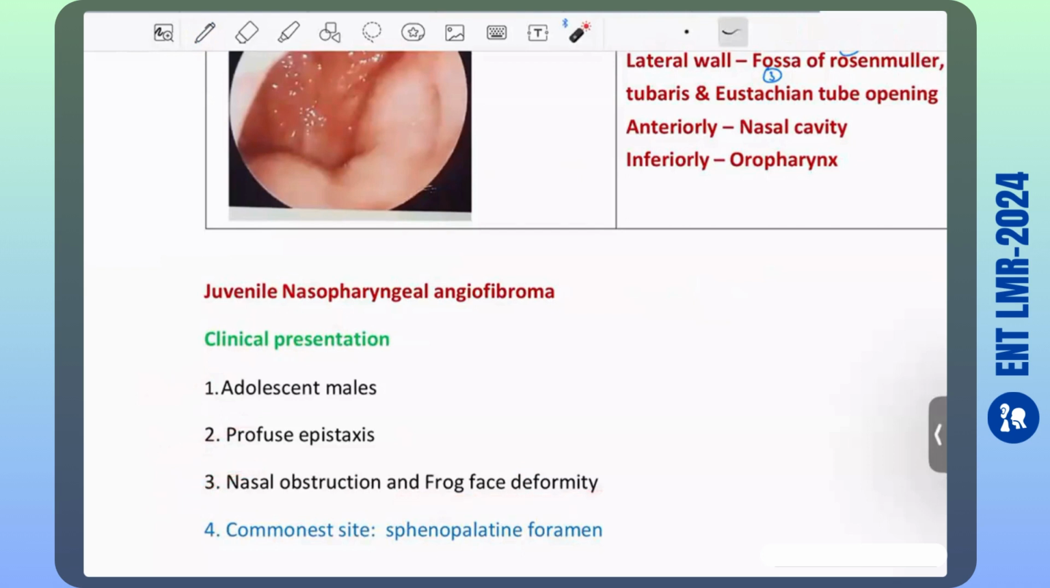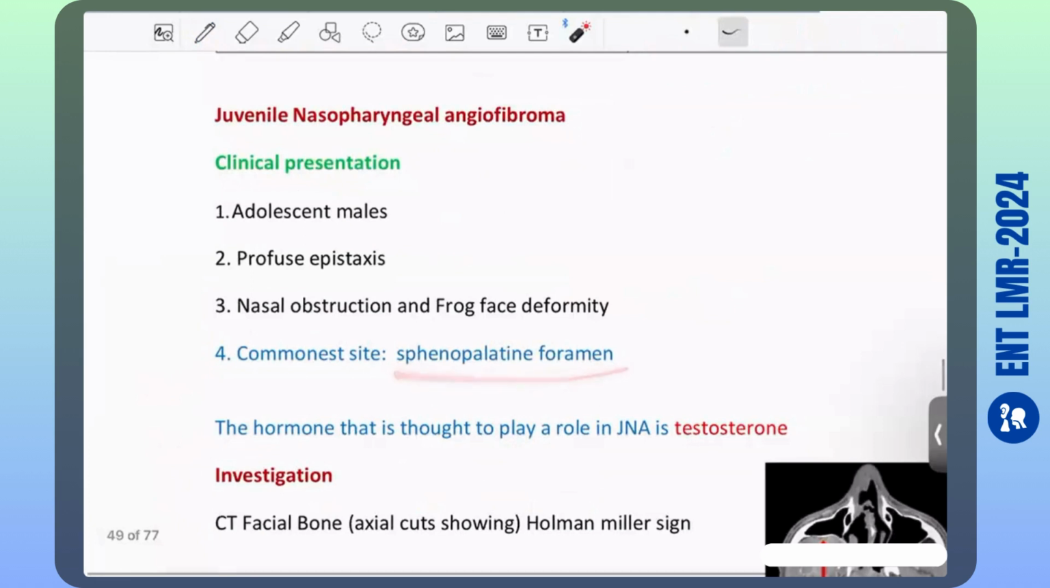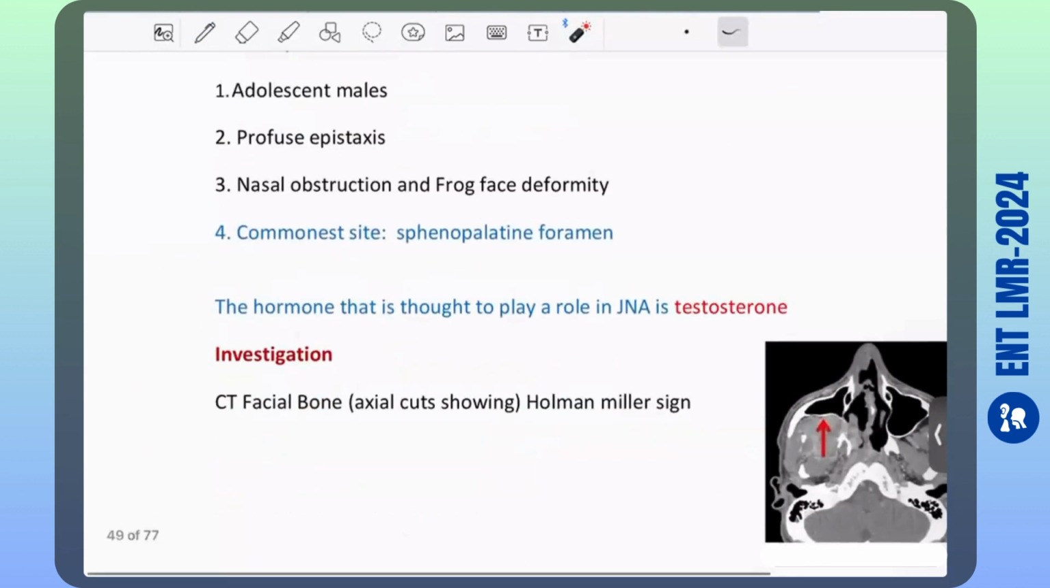What is the commonest site? Sphenopalatine foramen. The hormone that is thought to play a role in JNA is testosterone. The investigation we could do is CT facial bone showing Holman-Miller sign. Okay, fine.